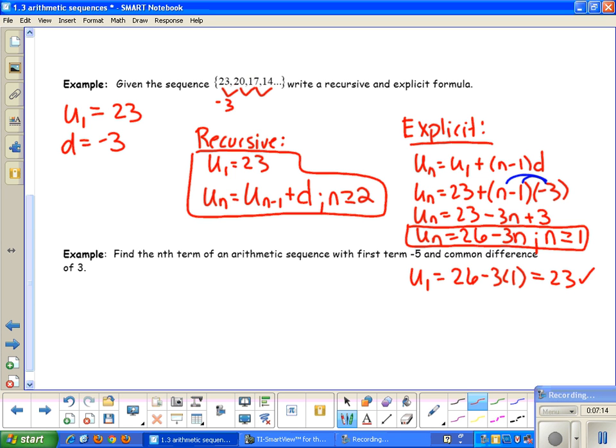So the nice thing about this formula is that if I wanted to figure out the 20th term, all I would have to do is plug 20 into the formula and solve, unlike my recursive form where I'd have to find all the terms that come before 20. So let's look at the next example.